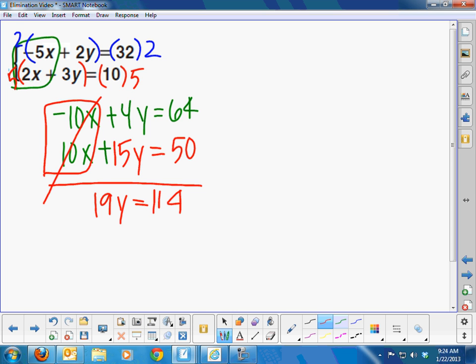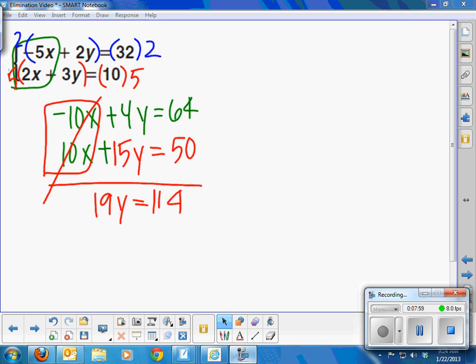Now I want you guys to take it from there. Solve for y, then plug that back into either equation and solve for x. Write your answer as an ordered pair.